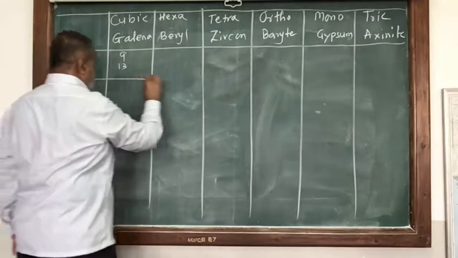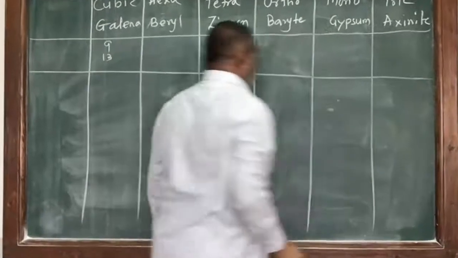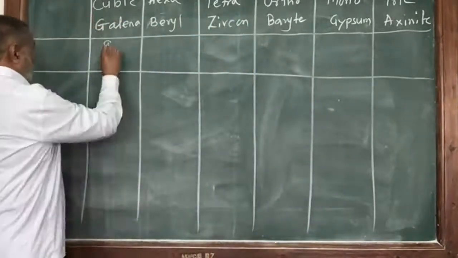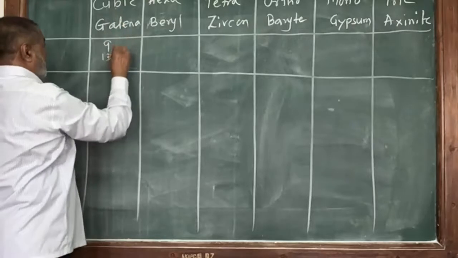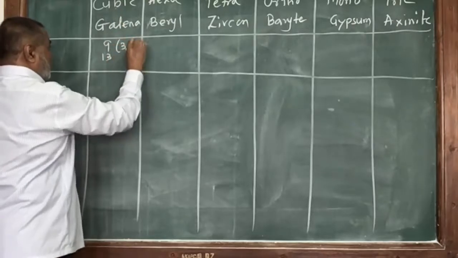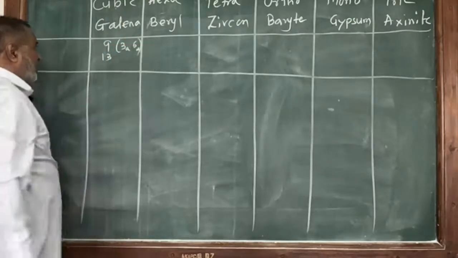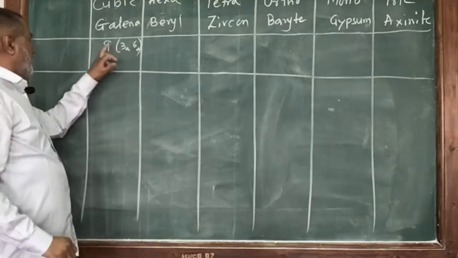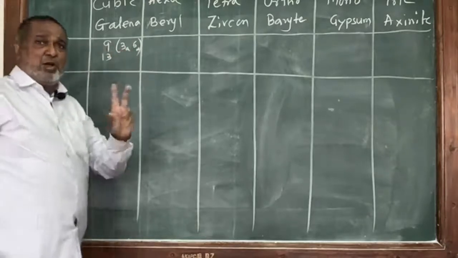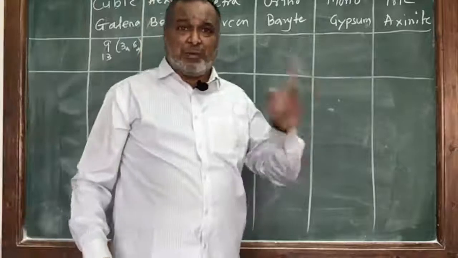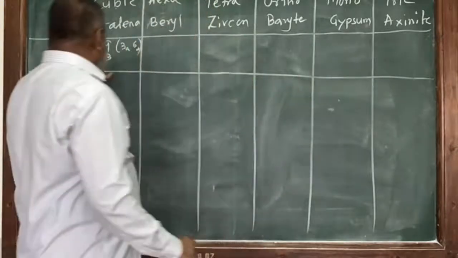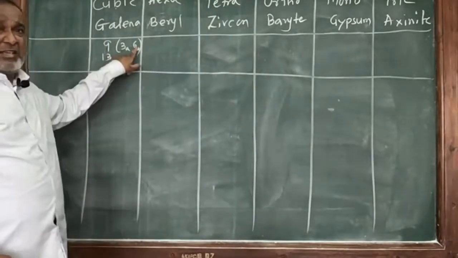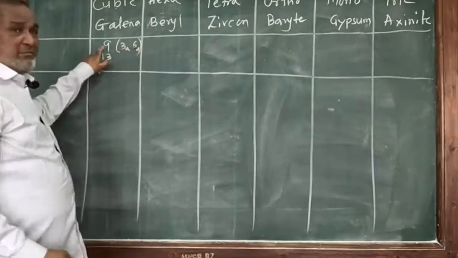Now you remember 9 planes, 13 axes. I'll take a short revision again so that you can get the idea. 9 planes, in this how many axes are there? 3 axes. So 3 axial, 6 diagonal. Why 6 diagonal? Because in this cubic system all 3 axes are equal and perpendicular. So 2 are there, 3 multiplied by 2 gives 6. 3 plus 6, 9 planes.